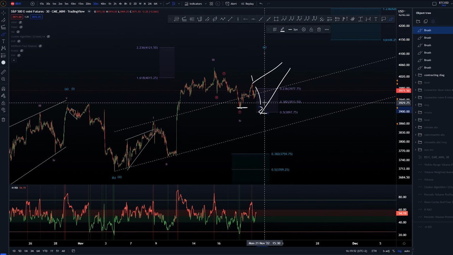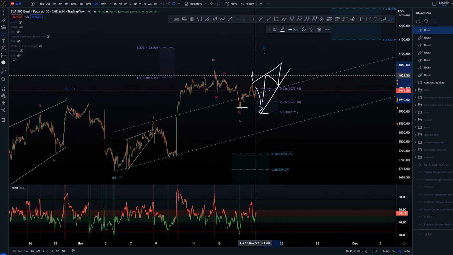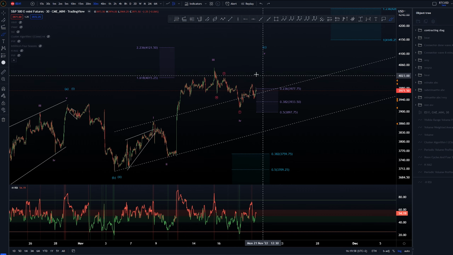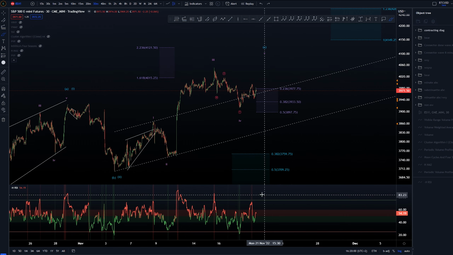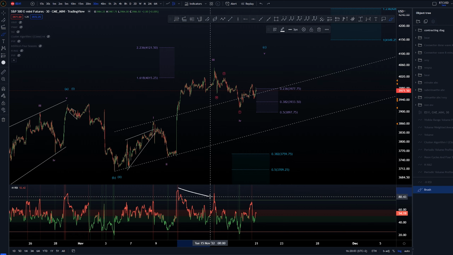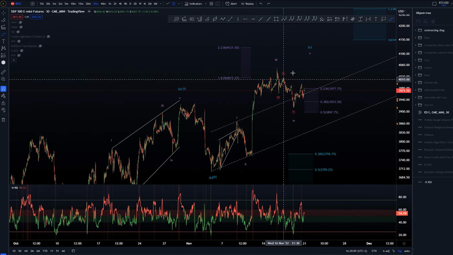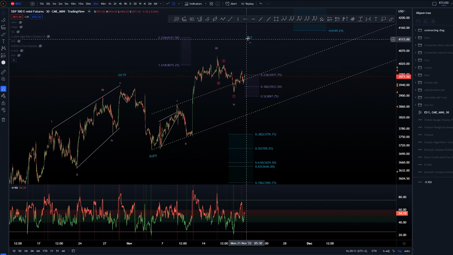So that would be 1, 2, 3, 4 and 5, something like this, and hopefully we would be taking out the highs of this wave 3 to get us that divergence still in play. So we would be getting these double divergences if we are taking out these highs, and that would be very good for this possible C wave.